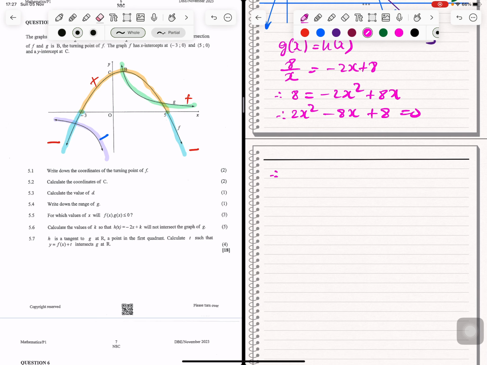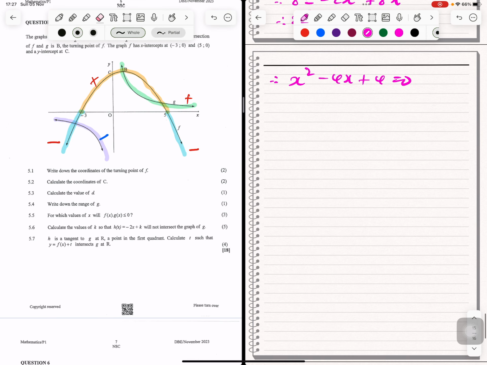Therefore, you divide everything by 2 just to reduce it. It's x squared minus 4x plus 4 is equal to 0. And this boils down to a perfect square trinomial, where you have (x minus 2) squared is equal to 0. Therefore, x is equal to, remember, this has to be a tangent, so you must really get only one value of x. Don't get two of them.